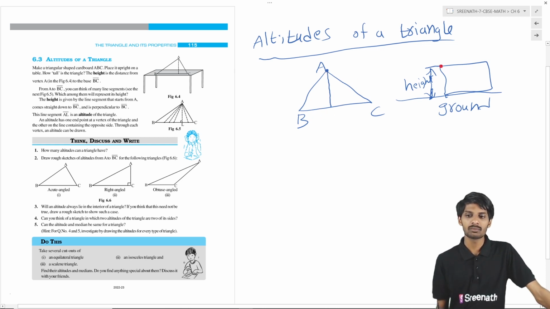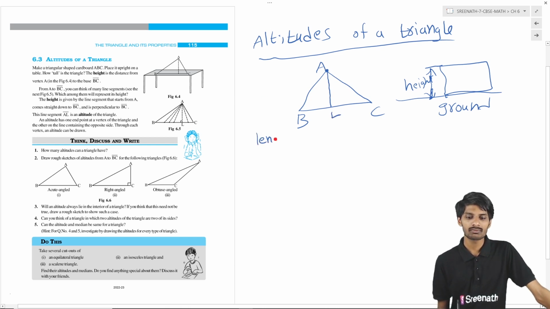So if anybody asks you to find the measure of the height, what you will do, you will draw a straight line, a vertical line, perpendicular to the ground. You will draw a line perpendicular to the ground, a straight line. In this scenario also, from A, which is the top of the triangle, we have to draw a perpendicular to the opposite side, and this length we can name as AL.